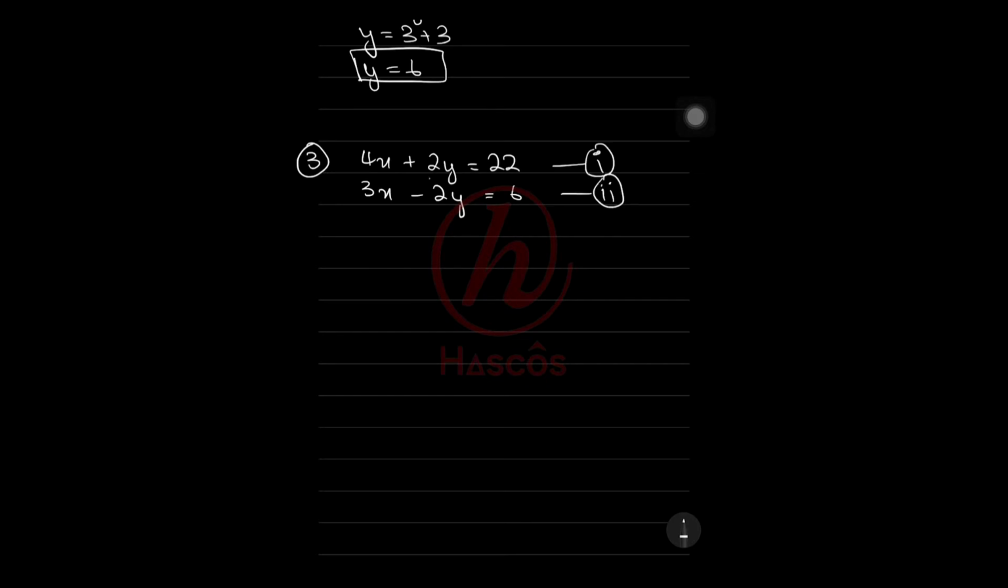What we're going to do, we can simply cancel out positive 2y with a negative 2y, and hence we cancel it out. 4x and 3x become a 7x, 22 and 6 become a 28. So 7x equals 28, x is equal to 28 upon 7, and x is equal to 4. This is the value of x, and now we need to find the corresponding value of y.